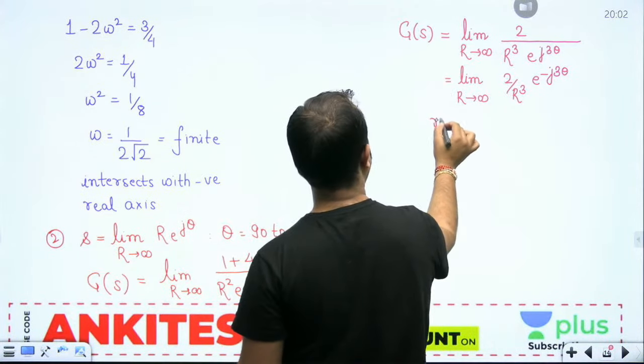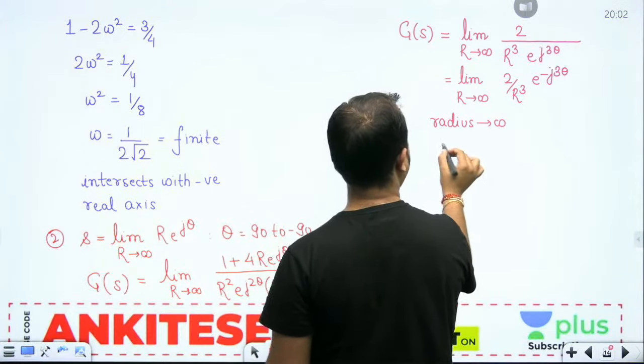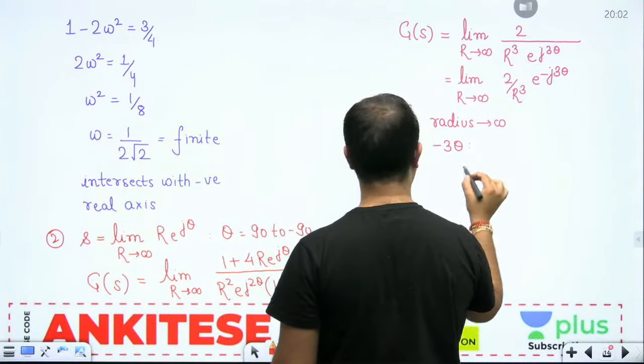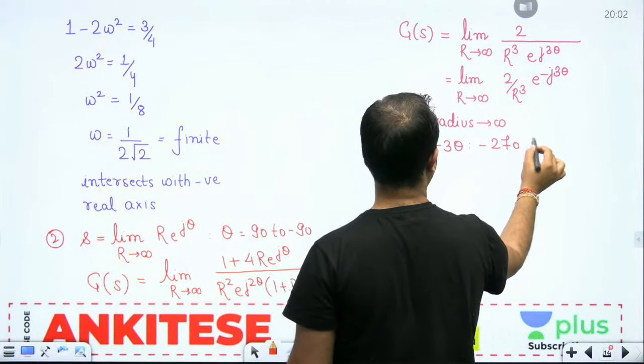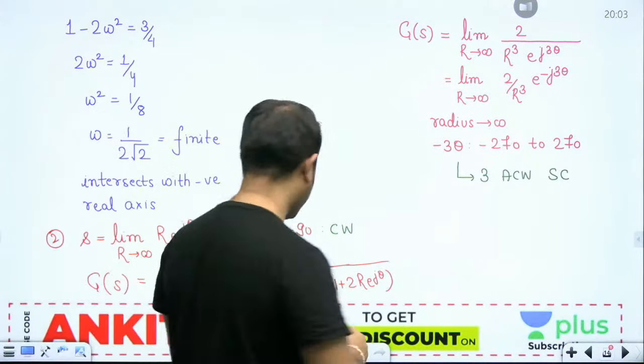Okay, the radius of such a curve tends to infinity, and this minus 3 theta will go from minus 270 to 270. That means 3 anti-clockwise semicircles. Okay, this one is clockwise. With minus theta, it will become anti-clockwise.